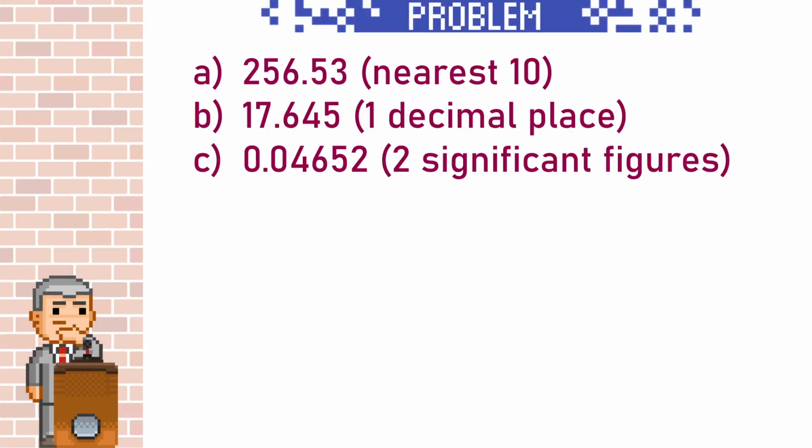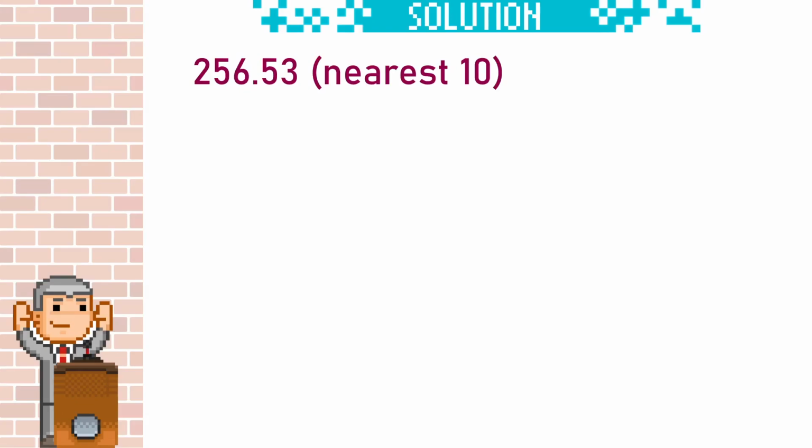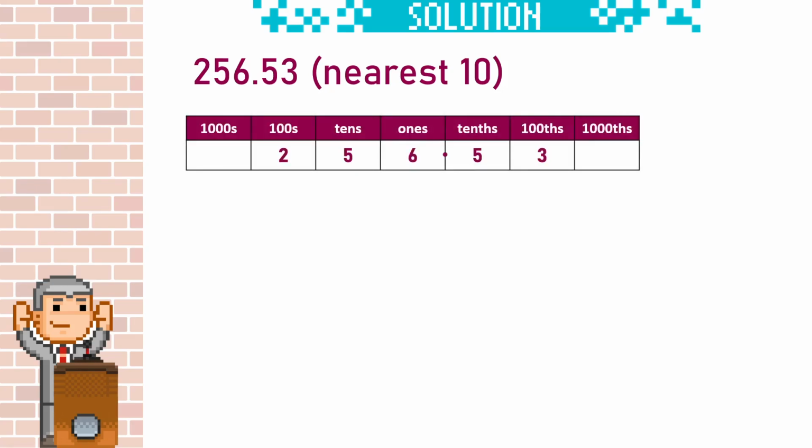Let's go for a few questions on rounding. It can be helpful when rounding to put the number into a place value table. When rounding to the nearest 10, we draw a line after the tens column. All the numbers to the right of this line will turn to zeros, but before they do, we need to look at the number to the right of the line.